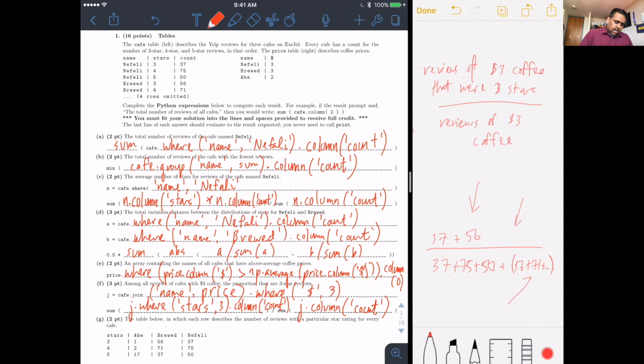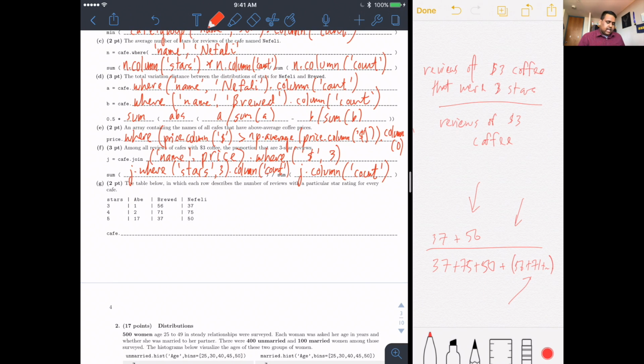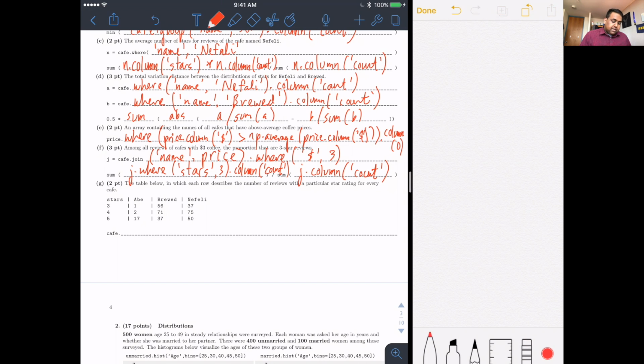So hopefully that makes a little bit of sense. Wow, this looks really messy. Hopefully you're able to follow along. And lastly, before we get into some of the more stats questions, we have a question where we need to replicate this table.